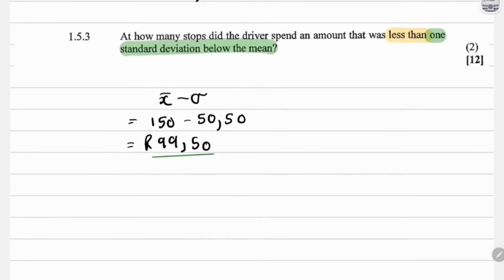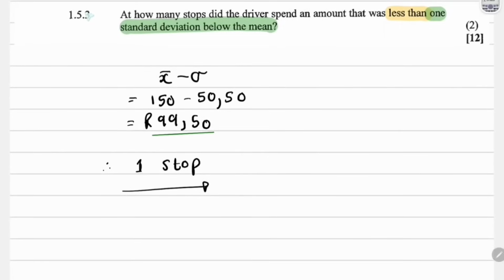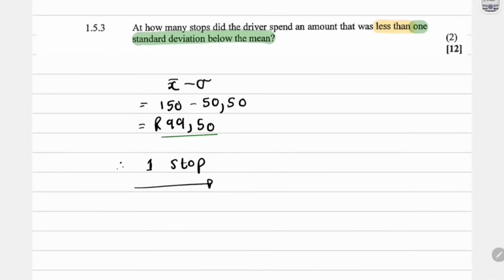So it means our final answer is, when they ask us at how many stops did the driver spend an amount that was less than 1 standard deviation, it was only 1 stop. So that is our answer there. At how many stops? Just 1. Okay, so there we go. That is it for question 1. And then we move on to question 2, which has more statistics.